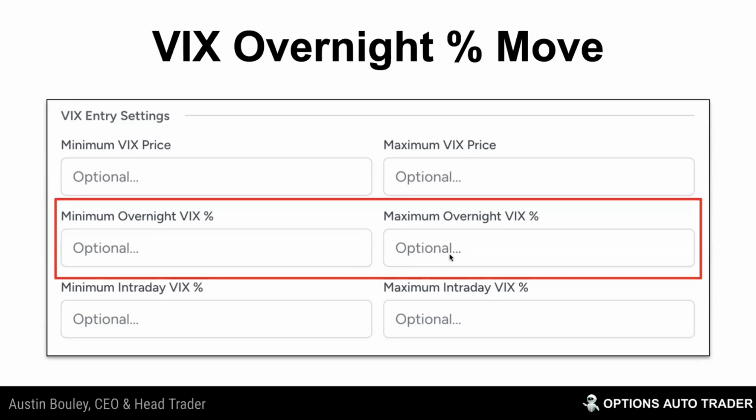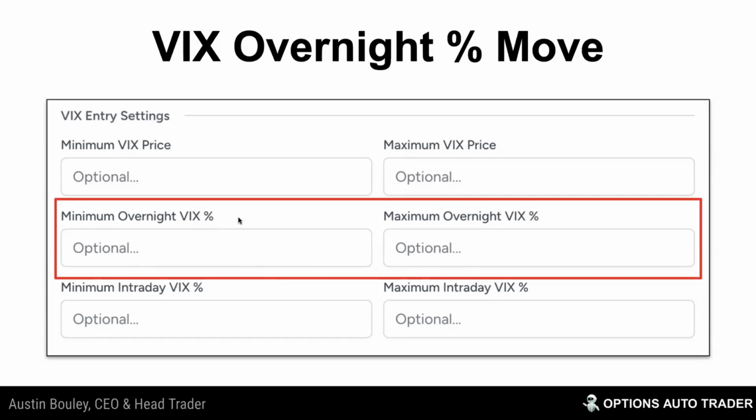So when I say having VIX have a positive move overnight, what you could do is something as simple as putting a 1 in the minimum, which means as long as it's moved a positive 1% or more, then you're going to enter the trade, meaning that it's moved up. You can even do something just as simple as 0, meaning that it's flat or higher, whatever it is you want to do. But that's how you would use it.